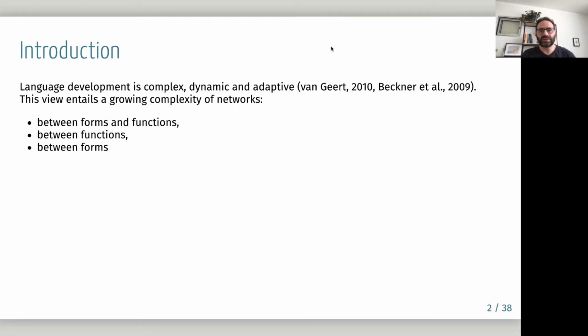Language development is complex, dynamic, and adaptive. And this view of language development entails a growing complexity of networks between forms and functions. That is, networks of form and meaning, as well as networks between functions, such as semantic networks, and networks between forms, such as morphological networks. And this is the topic of our symposium.